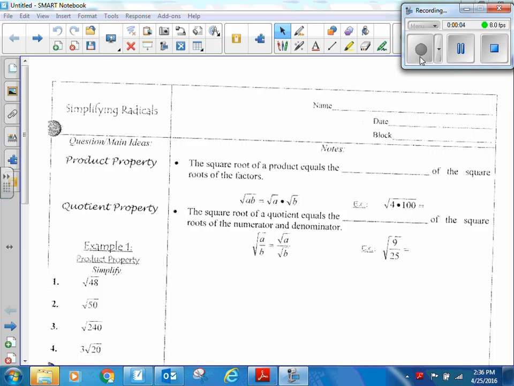This video today is going to talk about how to simplify radicals.